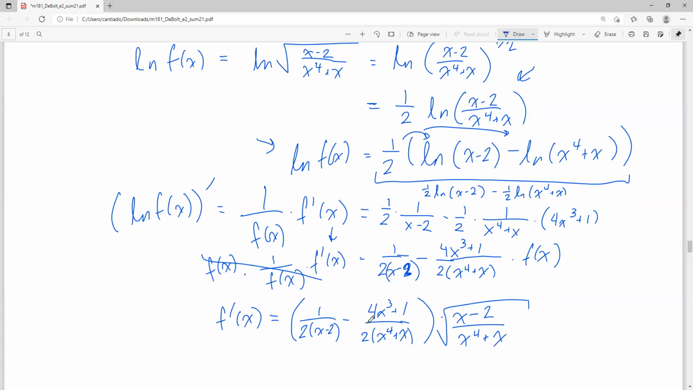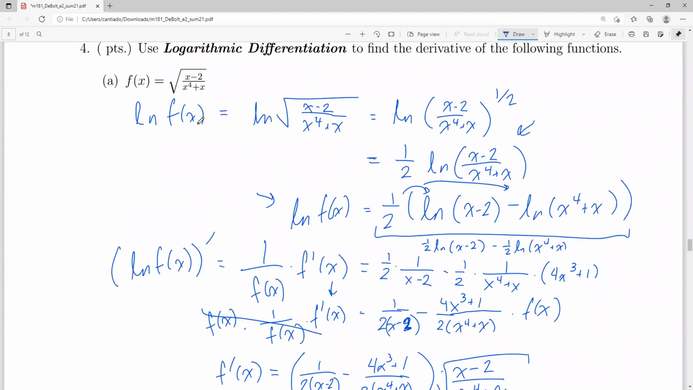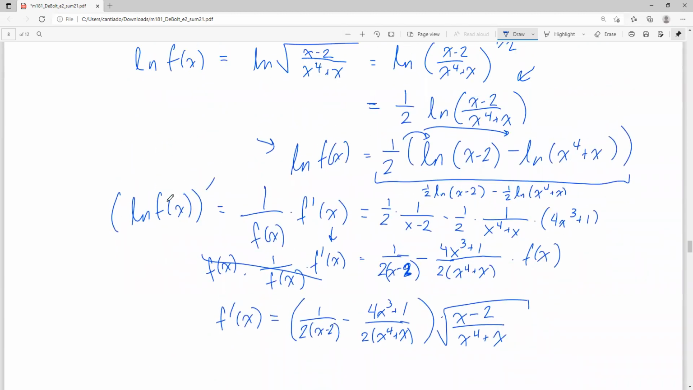So the overall process you want to do with logarithmic differentiation: first take the natural log of the function you're given. It should simplify to something nice. Otherwise, what's the point of using logarithmic differentiation? In this case, when we took the natural log of f of x, it gave us this lovely two-term equation where there are no fractions anymore. Then you take the derivative of the natural log of f of x, and you get this form right here, 1 over f of x times f prime of x, which will be equal to the derivative of the nice simplification you did earlier. From there, you simplify and you can solve for f prime of x.